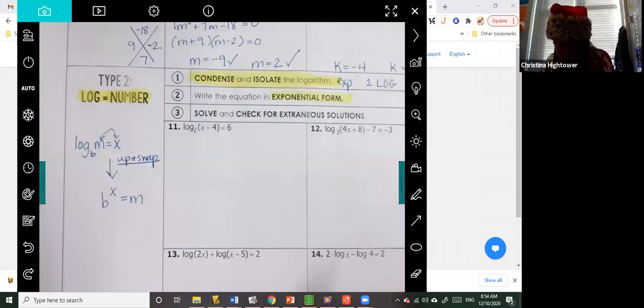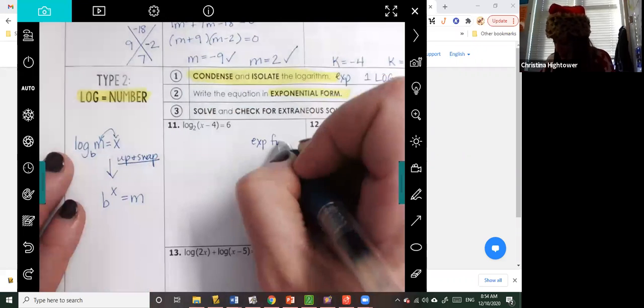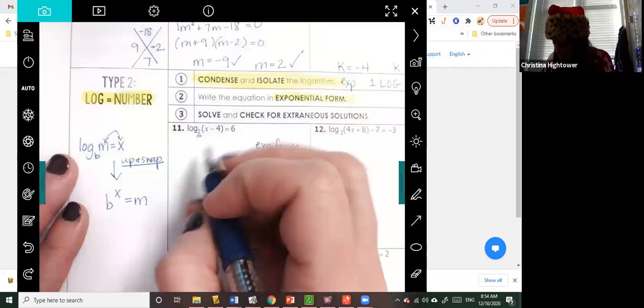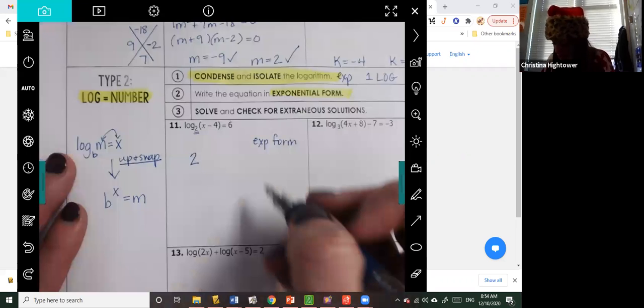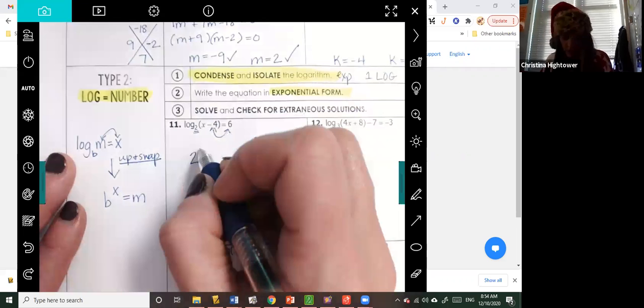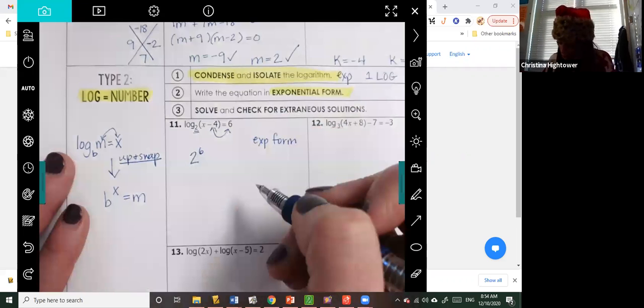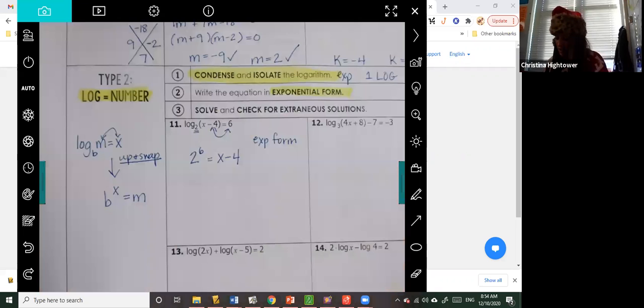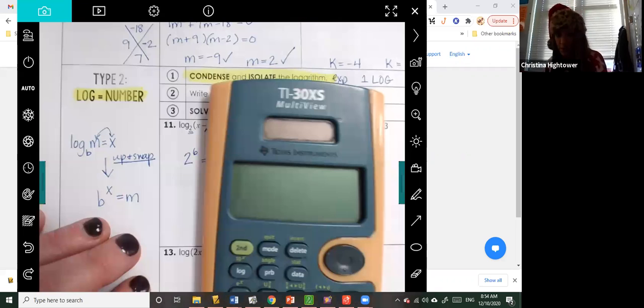So the next thing is put it in exponential form. The base right here moves up and becomes the base of the exponent, and then you have to swap these two. So it will be 2 to the 6th power equals x minus 4. So let's go ahead and figure out what 2 to the 6th power is.